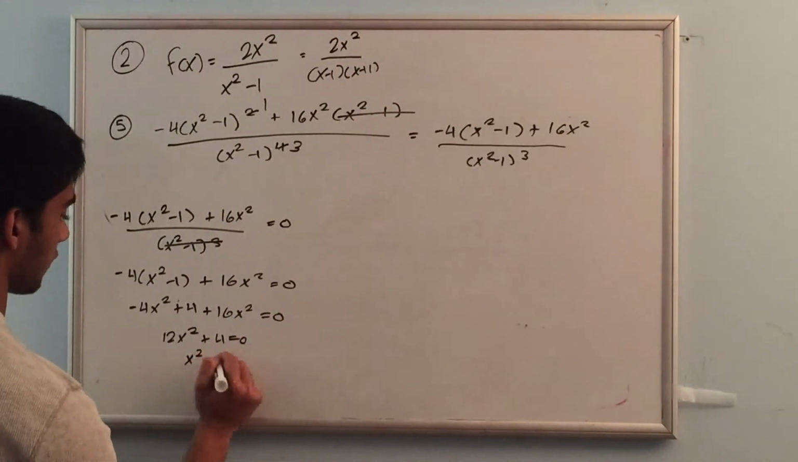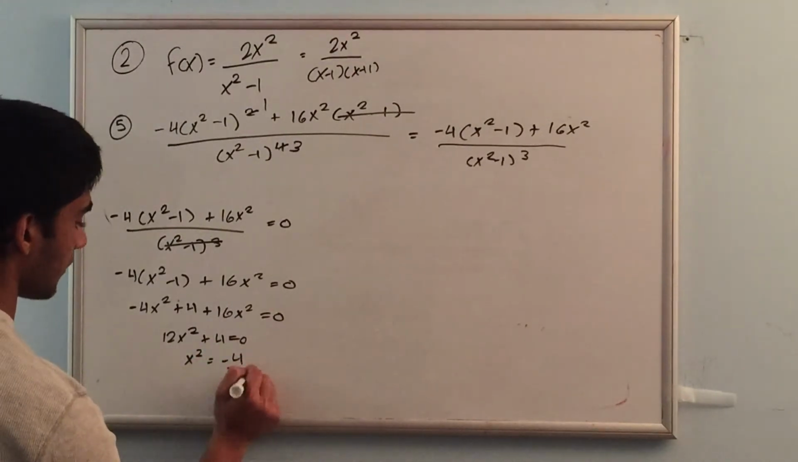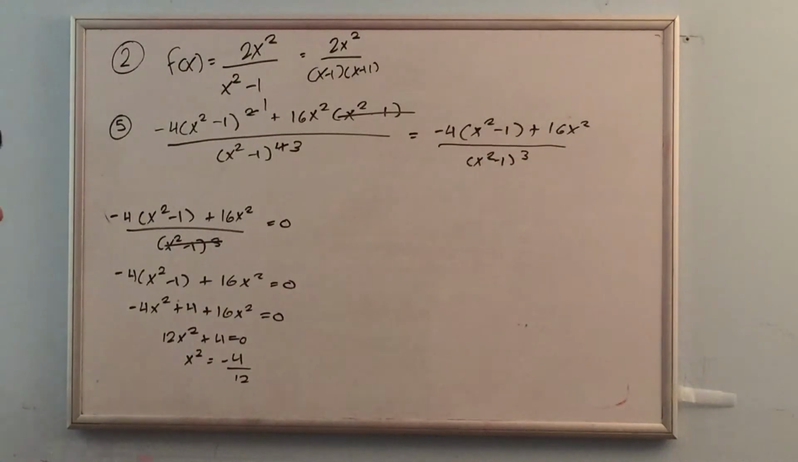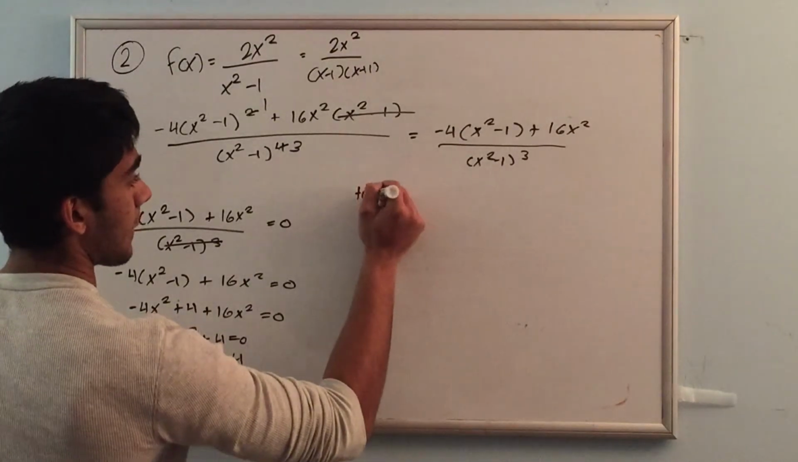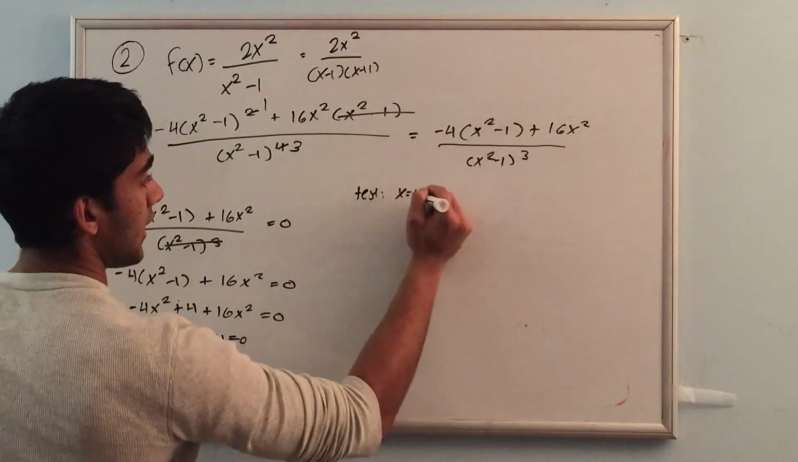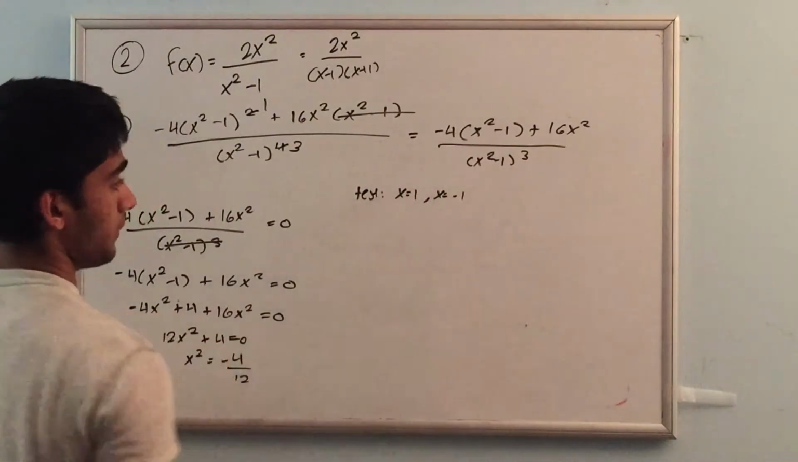x squared equals negative 4 over 12. And notice now that we can't take the square root of a negative number, and thus we get no x coordinates at which the second derivative is 0. However, for the number line test, you still have to test out the two undefined points. So we still have to test x equals 1 and x equals negative 1.